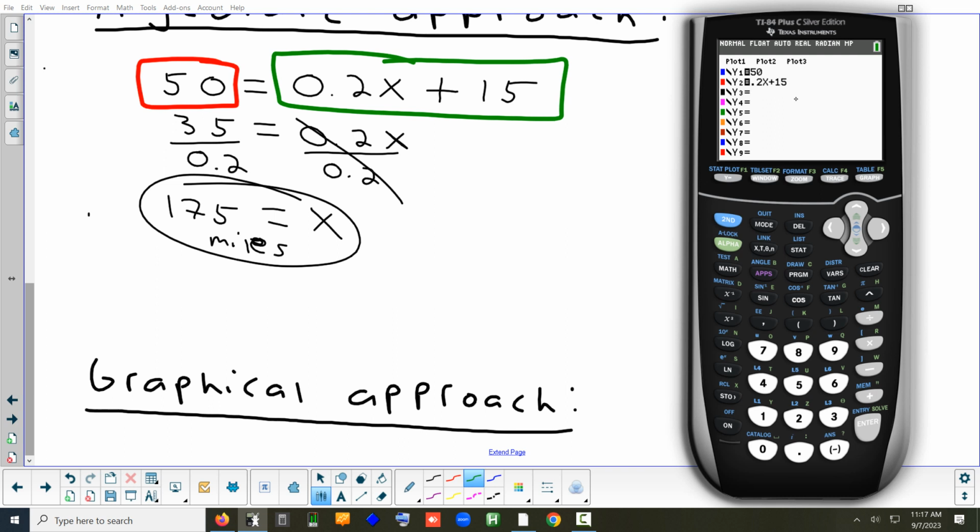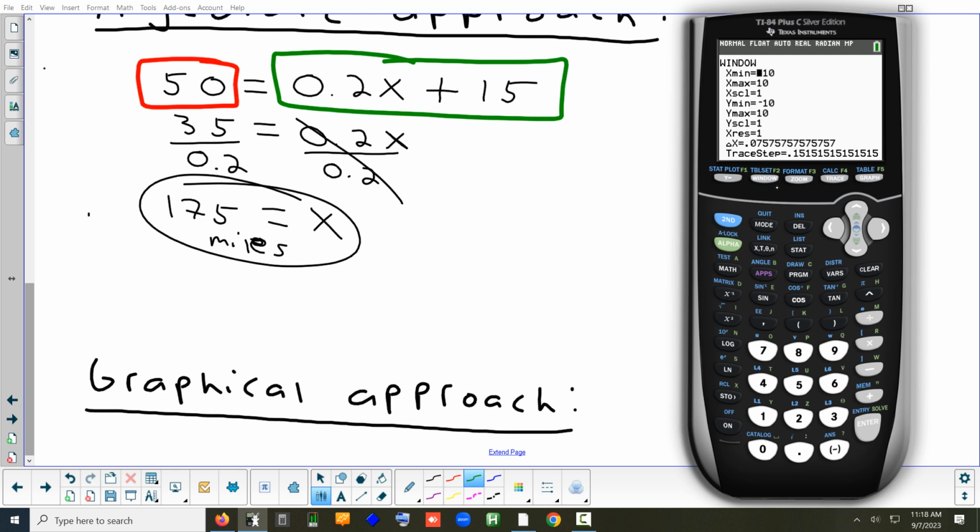15. So since we have a line with a y-intercept of 50, if I do zoom 6, is zoom 6 going to be a good zoom? No. What's the highest that zoom 6 goes? You want to remember, what's the top of the screen at when you do zoom 6? 10. Well, I need to go a lot higher than 10. I need to go all the way up to 50.